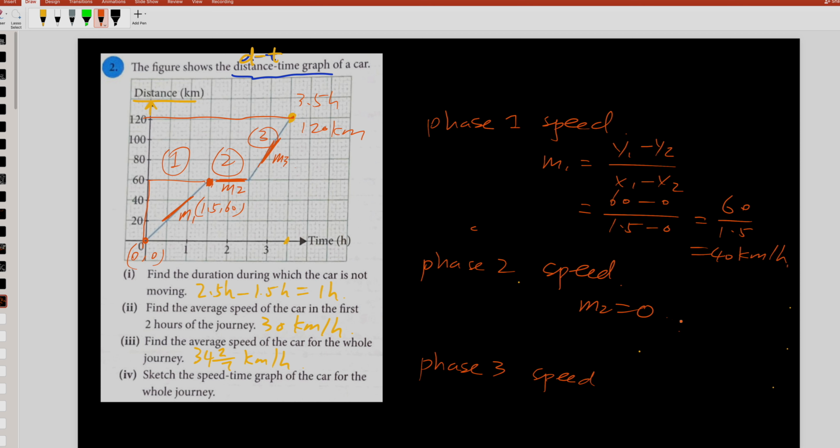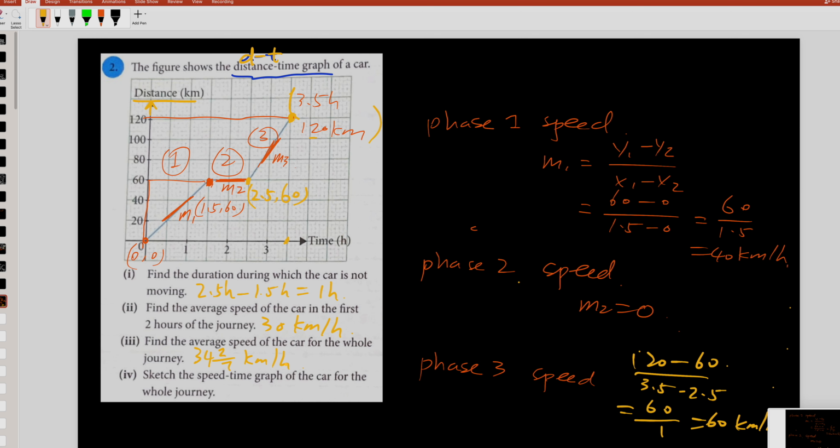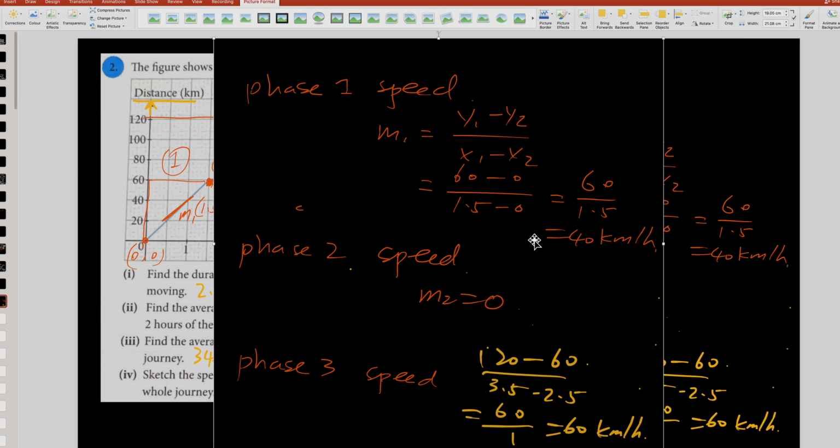Okay, not moving. For this one, same thing, get the 2 points. What is the first point here? This is 2.5 and 60. What is this point? This point is 3.5, and 120. Can you see that? So 120 minus 60, 3.5 minus 2.5. 60 divided by 1, so it's 60 kilometers per hour. Okay, good. So you have the speed already. So once you have the speed, you can sketch the speed-time graph, because they want the speed-time graph.